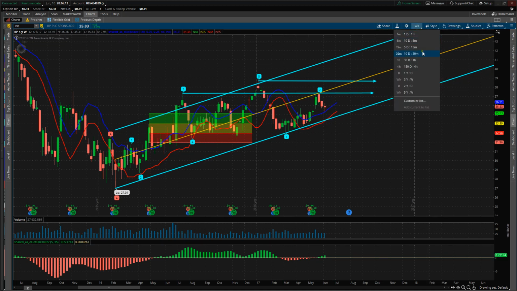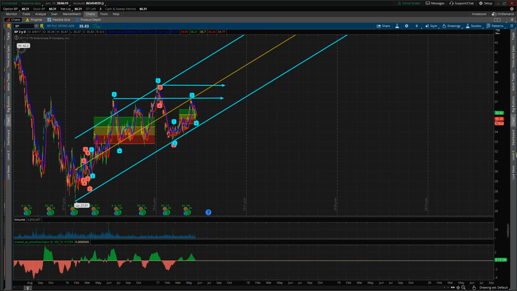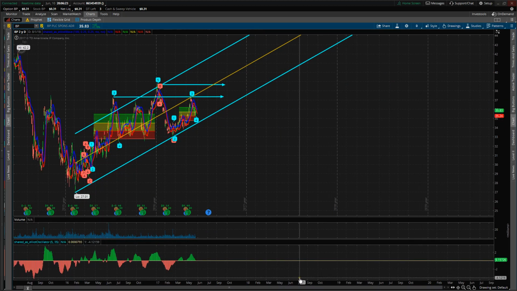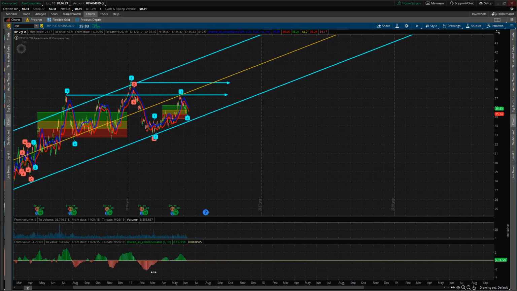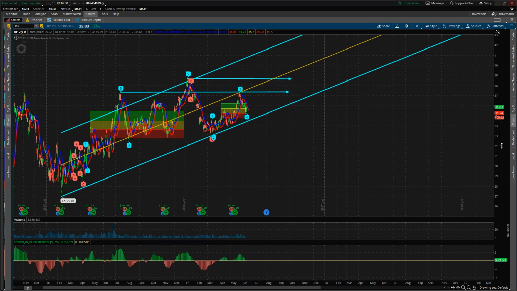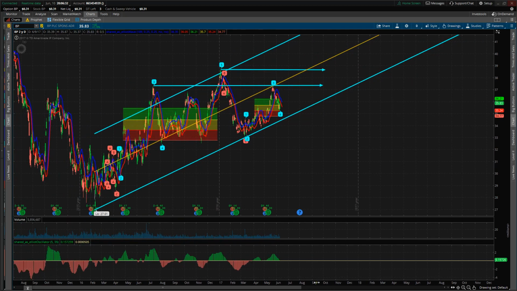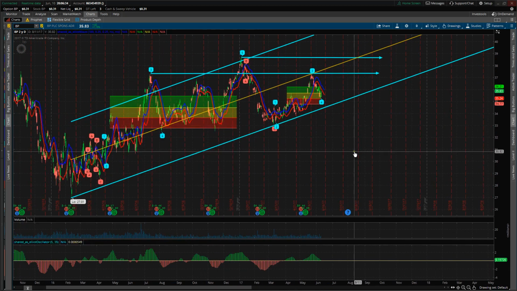So let's go now to the daily, because this is the one we want to trade off in reality. This is one we want to swing trade off. And we'll look at some banks as well, because this is my last example. So now BP is very interesting, respecting this weekly channel very well.